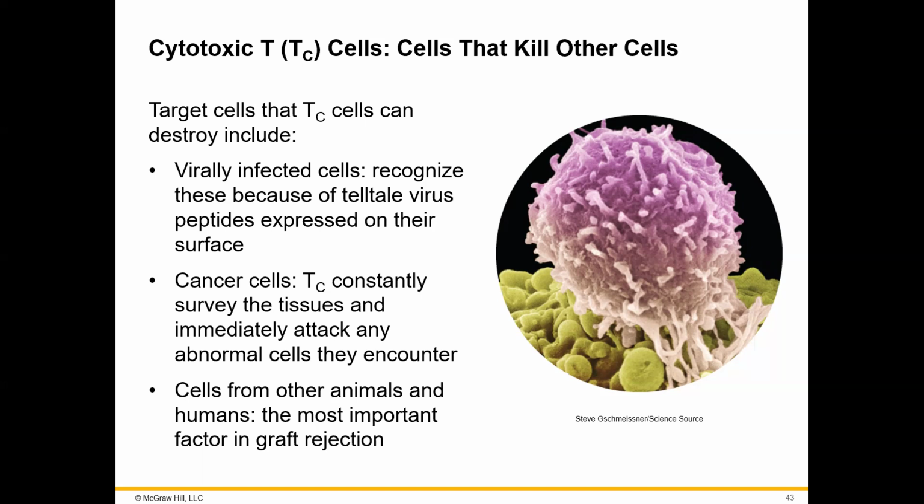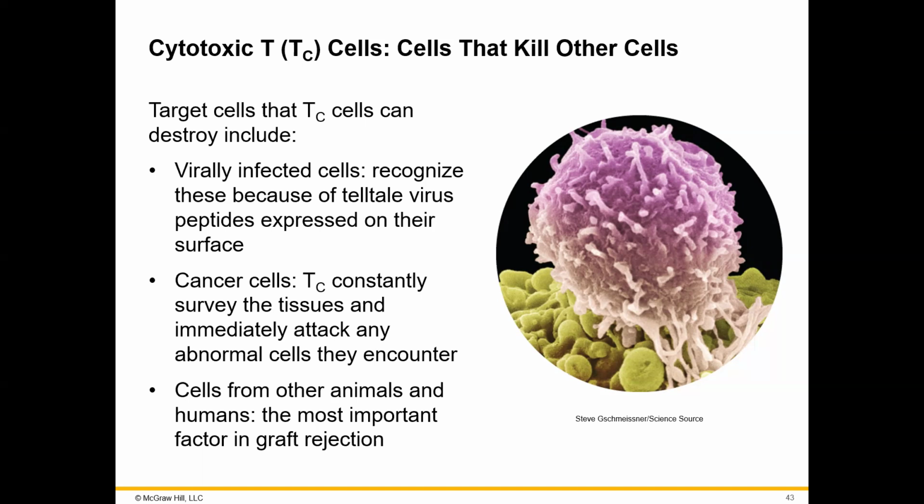Cytotoxic defenses are an essential protection against viruses. They also recognize and target cells carrying intracellular bacteria. Cancer cells are a second group that these cytotoxic cells can kill. T cells constantly survey the tissues and immediately attack any abnormal cells they encounter. The importance of this function is demonstrated in the susceptibility of T cell deficient people to cancer.